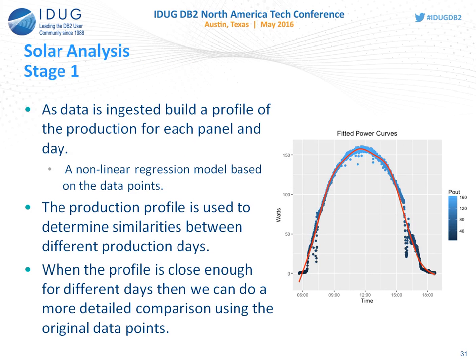So as an outline of what a production profile is, in this scatter plot here, each of the individual dots represents the original data points. And so when I'm building a production profile, I'm trying to build a smooth curve that closely fits to those points. Now this is a nonlinear regression model based on the data points itself, and that profile, I think it's 6 parameters that are output from that profile, are what I use for the main comparison throughout this analysis. And when the profile is close enough for different days, then we can actually say these are close. Let's go back to the base data points to do the real detailed comparison.